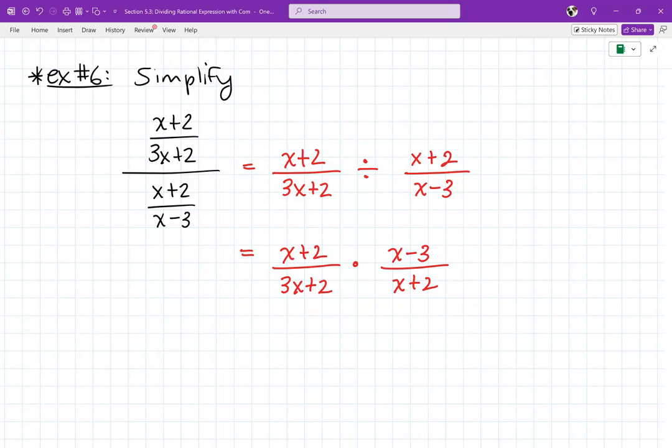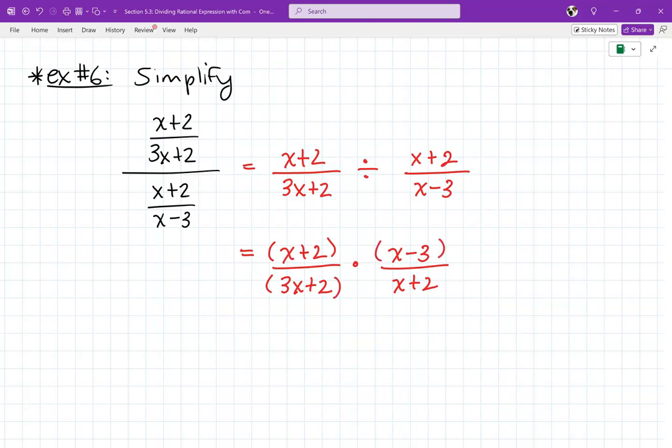2. And then I have to ask myself, can any of these things be factored? But if you look, x plus 2 cannot be factored. There's no GCF, there's no difference of 2 squares. On the bottom left side, 3x plus 2 cannot be factored either. It's not a difference of 2 squares, there's no GCF. On the top right side, x minus 3 cannot be factored either. No GCF, no difference of 2 squares. And then the other x plus 2, well, we already talked about it, you can't. So this is as simplified as you get.